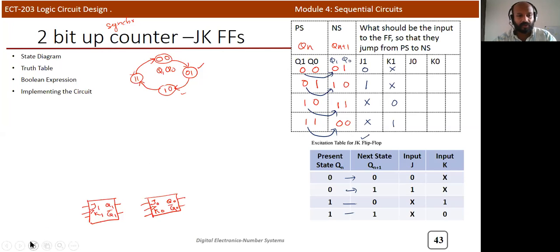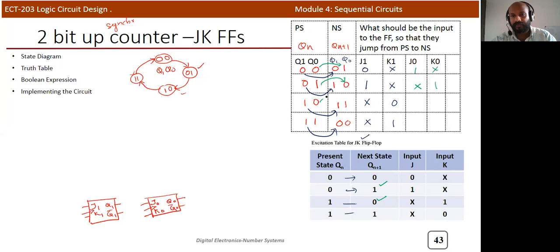Now we need to think about the other transition, that is the Q0 transition. Q0 is changing from 0 to 1, and for a change from 0 to 1, it should be 1x. So 1x you can put. And again this 1 is changing to 0. If it is changing from 1 to 0, it should be x1.